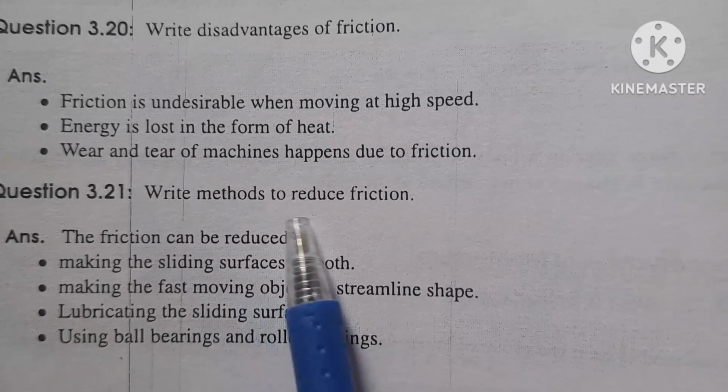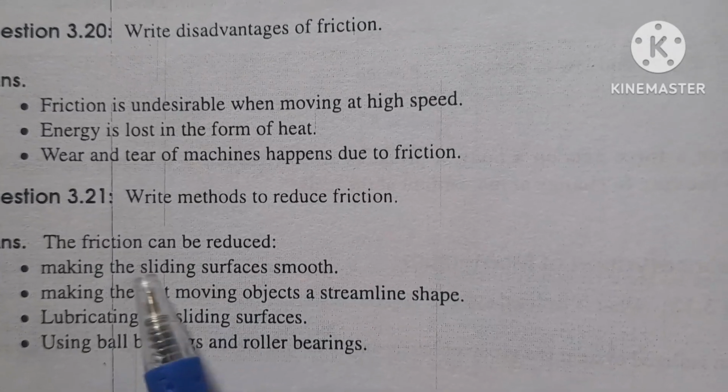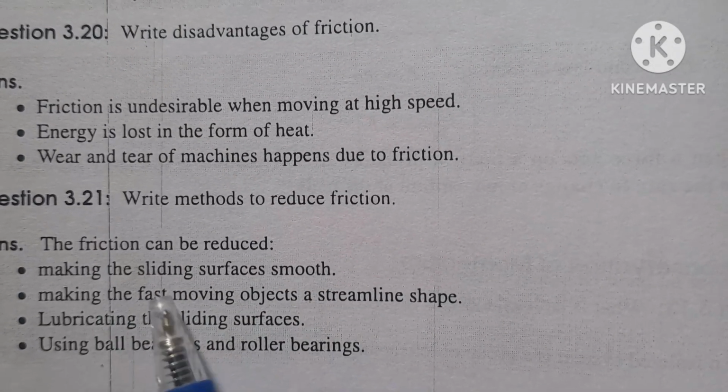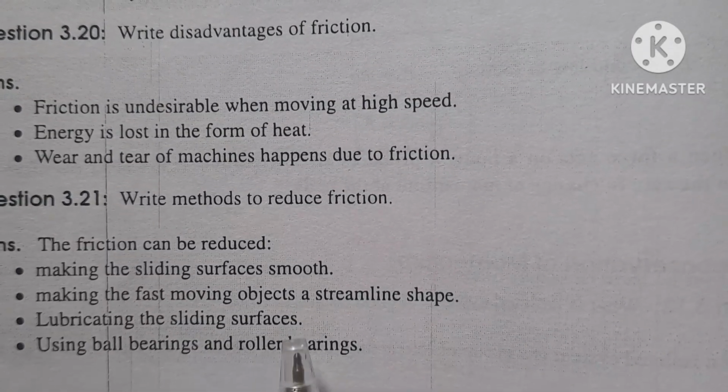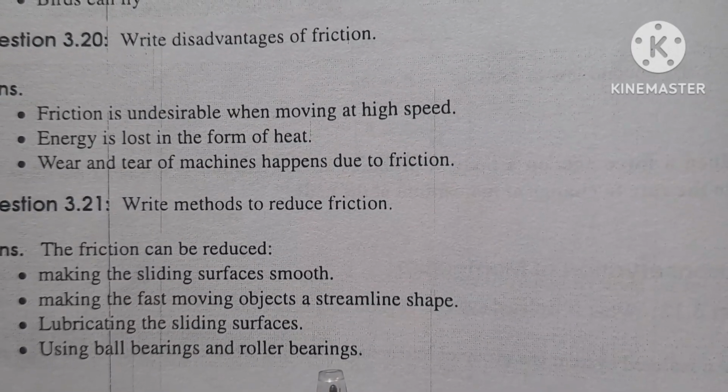Now there are methods to reduce friction: making the sliding surface smooth, making the fast moving object a streamlined shape, lubricating the sliding surfaces, and using ball bearings and roller bearings.